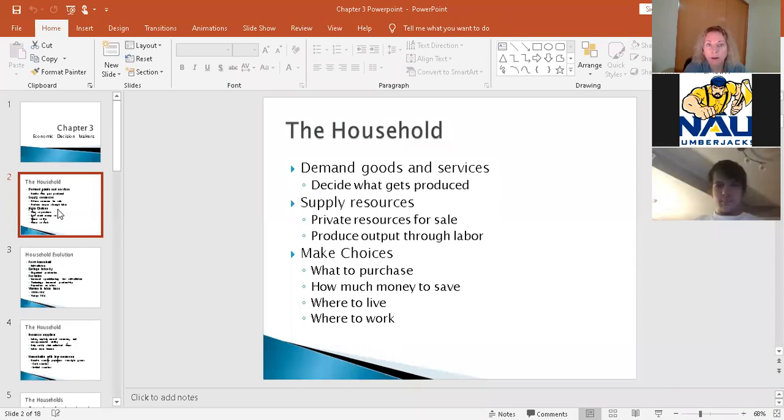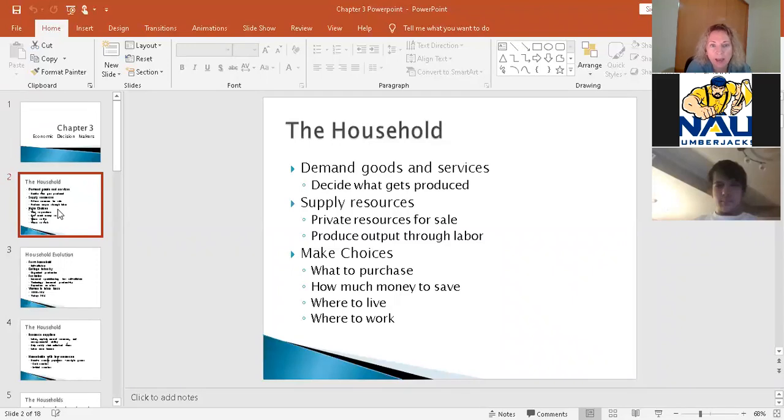Households make economic choices, big economic choices, and really every single day we make economic choices, big ones for our economy. The first one, we know, we just talked about it, is what to purchase. What are we going to demand? Therefore, what are producers going to produce for us? The second really big decision that we make as a household is how much money to save.